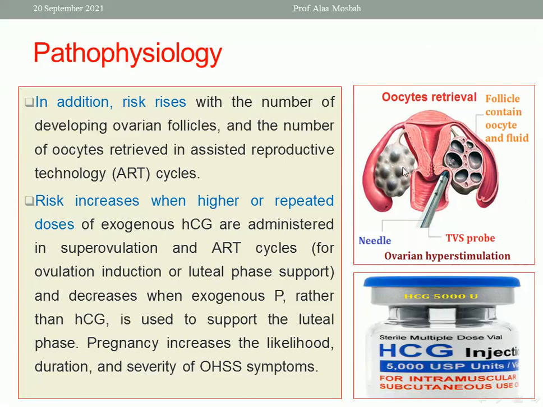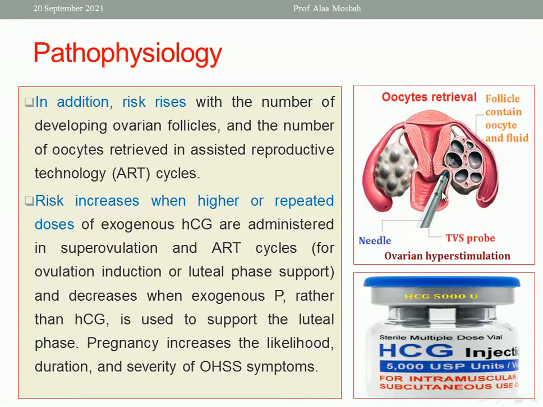The risk is increased with the number of growing follicles. So a cycle with a larger number of follicles is at risk of hyperstimulation syndrome. That's why polycystic ovary is a risk factor for ovarian hyperstimulation syndrome. Also, risk increases when higher or repeated doses of exogenous HCG are administered in superovulation and ART cycles.